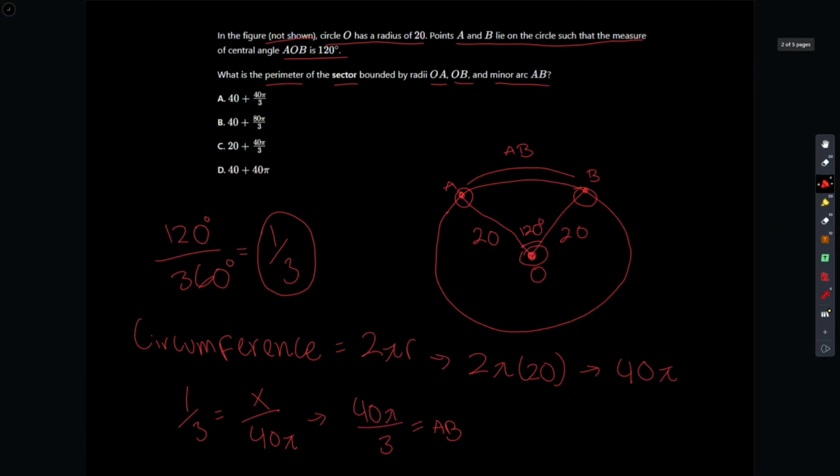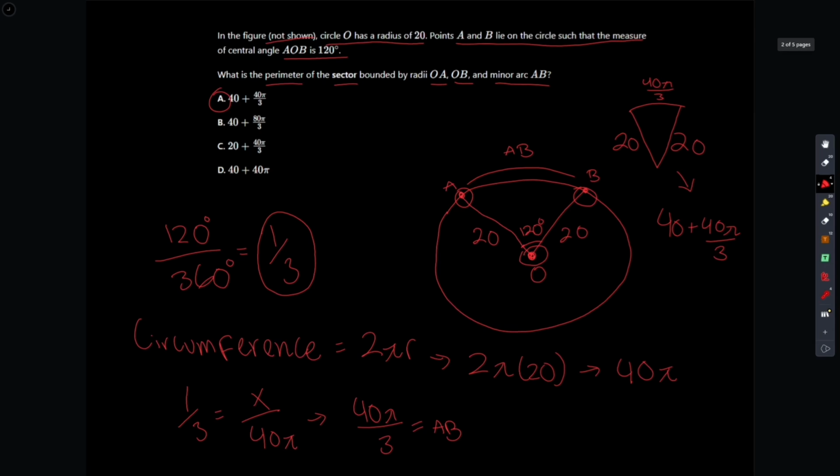But remember, we're trying to find the perimeter of the sector. If we draw out the sector, it looks something like this, right? So what we've calculated so far is 40 pi over 3 on this top portion of the sector, but we still have this side over here and this side over here to take into account for our final calculation. But of course, we know that both of these are radii and they are both equal to 20. So if we add this all up, that becomes 40 plus 40 pi over 3 for the total perimeter of the sector. So our answer is A.